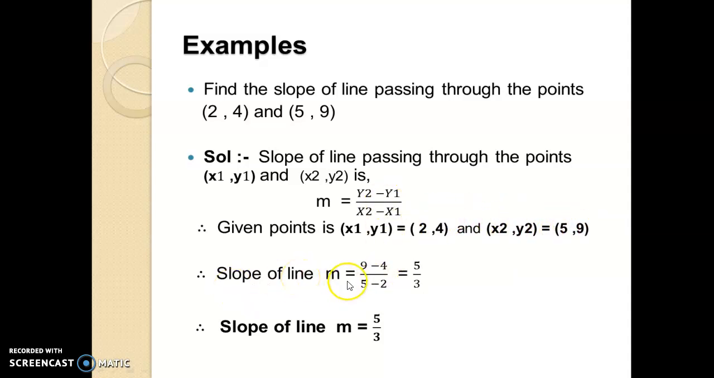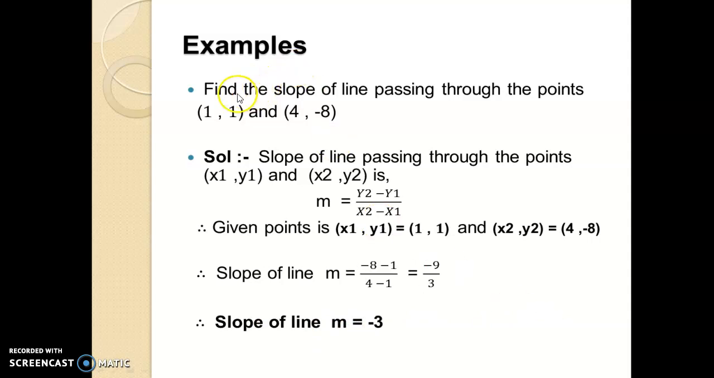The slope of the line m equals y2, that is 9, minus y1, that is 4, so 9 minus 4, divided by x2 minus x1. So x2 is 5 minus x1 is 2, 5 minus 2. That equals 9 minus 4 which is 5, divided by 3. So the slope of the line m equals 5 by 3.